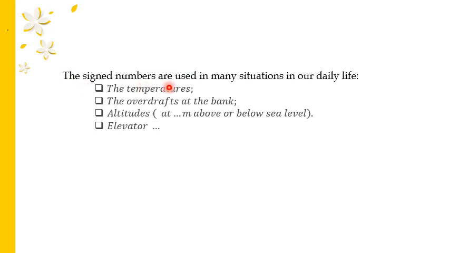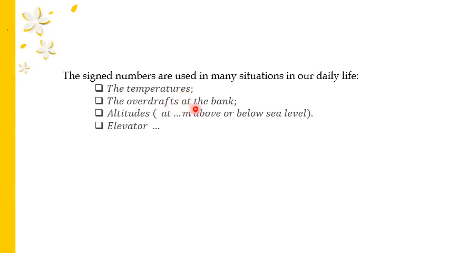Signed numbers are used in many situations. For example, to find out the temperature, it could be positive or negative. In the coastal areas, coastal means near the sea, the temperature is always positive. But in the mountain or in the cedar region, for example in winter, the temperature is about -6, -5 degrees. It means that the snow covers the area over there.